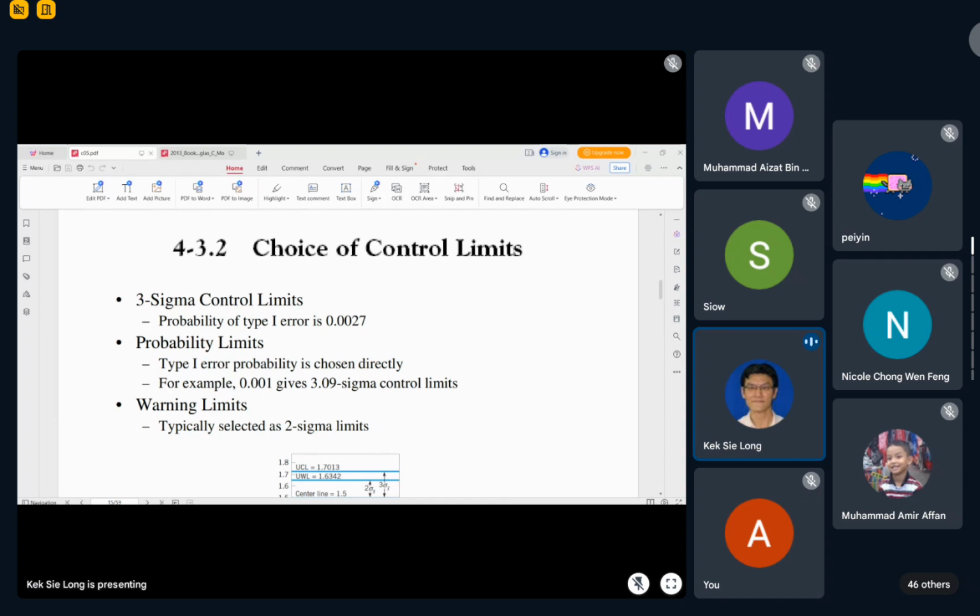When I say outside of control limit, it means that the point can be greater than the upper control limit, or less than the lower control limit. In other words, the point is not inside the region of control limit. Inside the control limit means the point is located in the region from lower control limit to upper control limit.